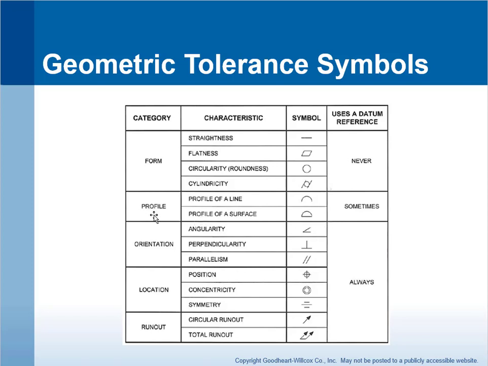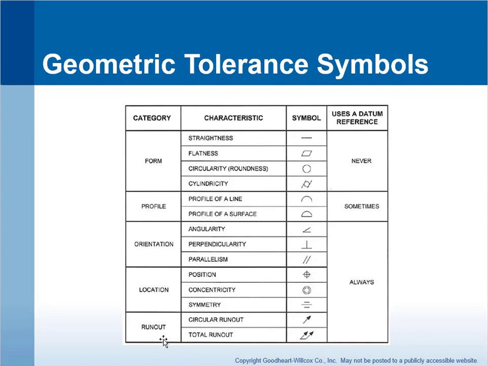There are two types of profile tolerances: profile of a line and profile of a surface. Here are their symbols. There are three types of orientation tolerances in geometrics: angularity, perpendicularity, and parallelism. And for location, there is position, concentricity, and symmetry. Concentricity and symmetry are not very useful. When we start talking about location, we'll talk about positional tolerances mostly. Concentricity and symmetry are not used very much anymore.